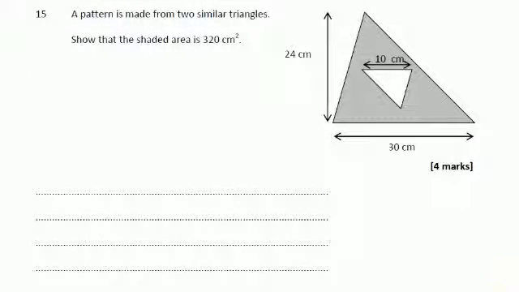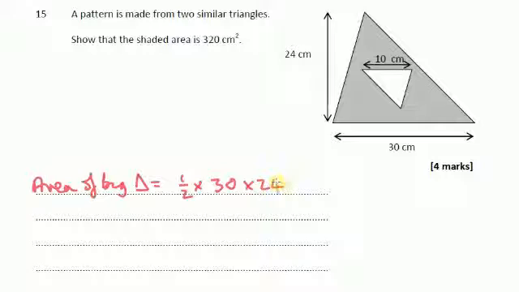The last question, finally. The pattern is made from two similar triangles. Show that the shaded area is 320. So let's see. The area of the big triangle: the area of a triangle is half base times height. So the base is 30 times the height of the triangle, 24, which comes to 360 square centimeters. This is an area. Now, let's look at the little white triangle.